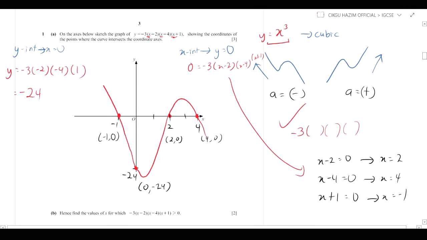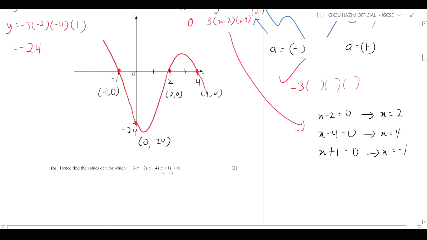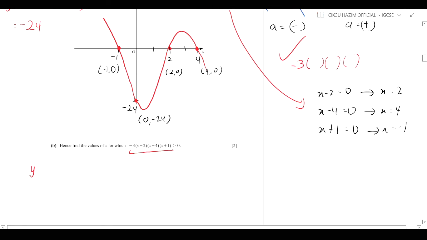Next question, hence find the values of x for which y is more than 0. You also understand that y is equal to your equation, y equals -3(x - 2)(x - 4)(x + 1). So it also means that y must be more than 0. If y must be more than 0, then that means the y value needs to be positive, since it must be more than 0.